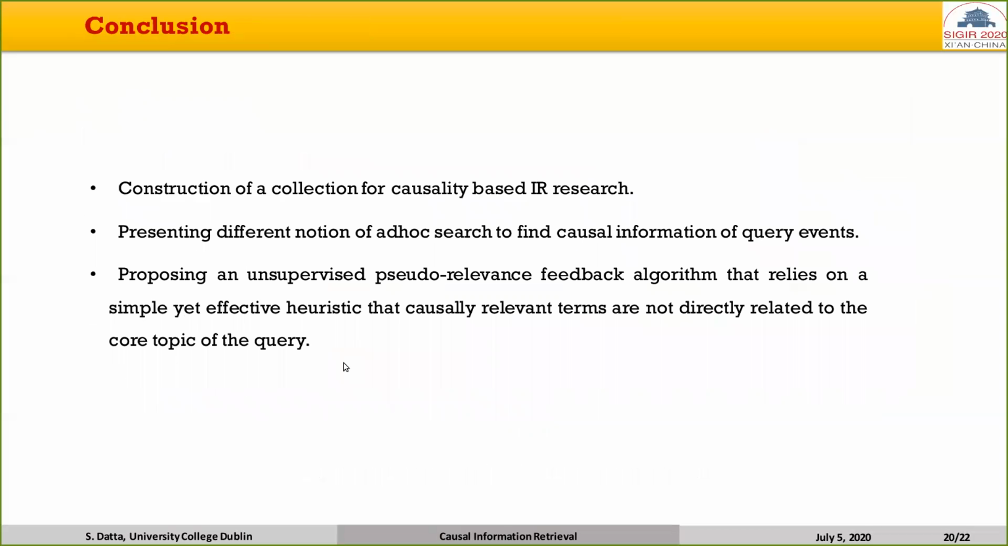Just to summarize, in this paper, we have contributed a collection for causality-based IR research. Also, we presented a different notion of ad hoc search to find causal information of query events. And apart from all those, we propose an unsupervised pseudo-relevance feedback algorithm that relies on a simple, but obviously effective heuristic, that causally relevant terms are not directly related to the core topic of the query.